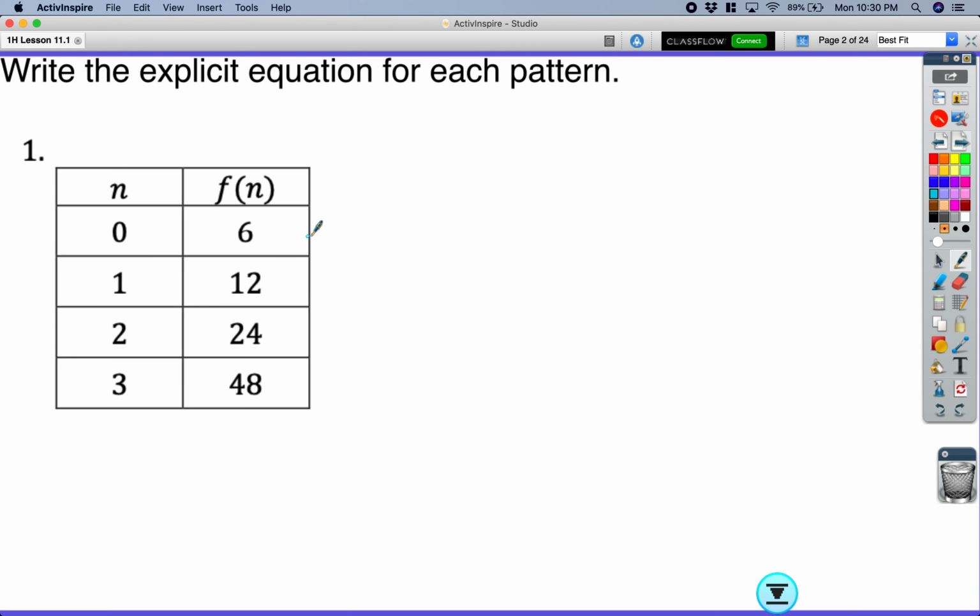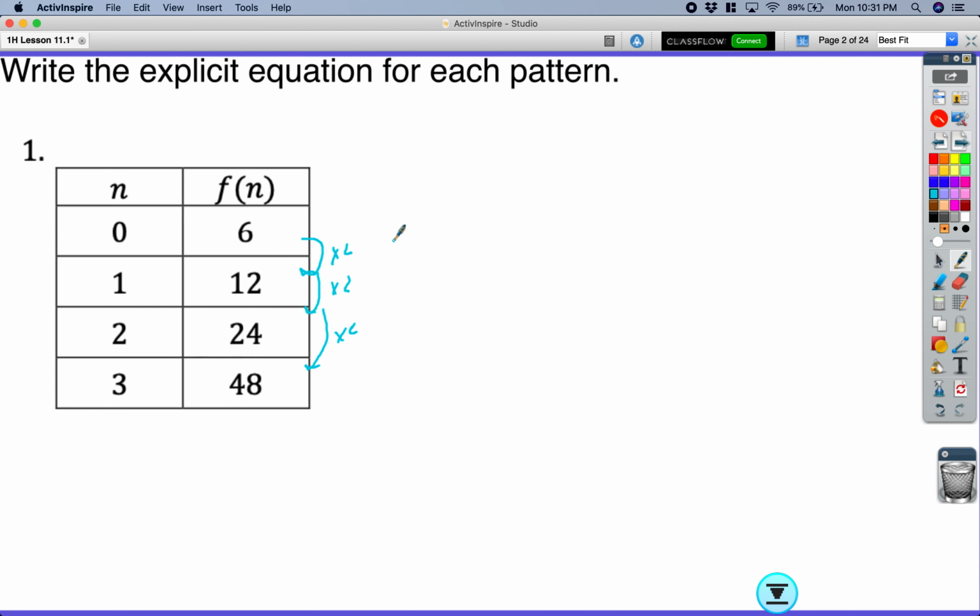So if we notice, we start from here and we jump from 6 to 12, 12 to 24, 24 to 48. And as you can see, we're basically doubling each time. And you can see that that's also the growth factor by taking the next term and dividing it by the prior term. Okay, so let's go ahead and actually look at this. So it says write the explicit equation of each.